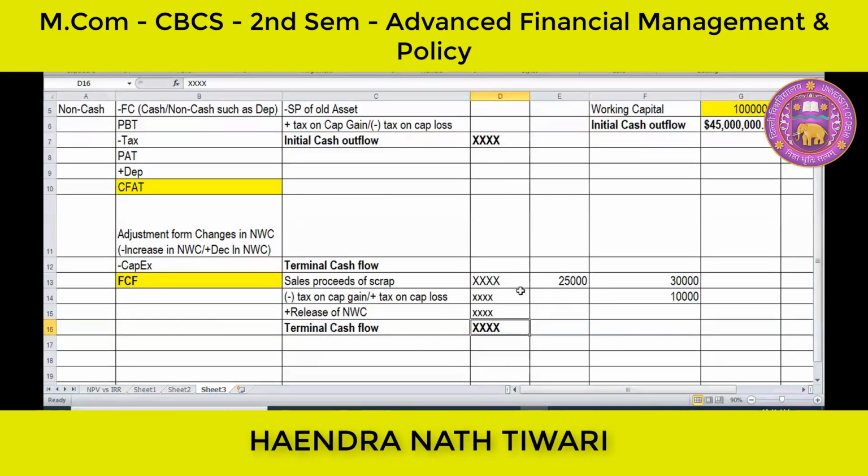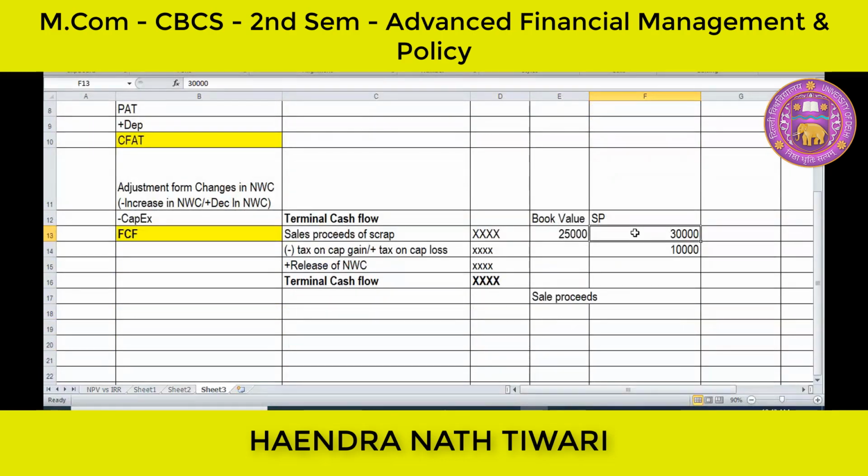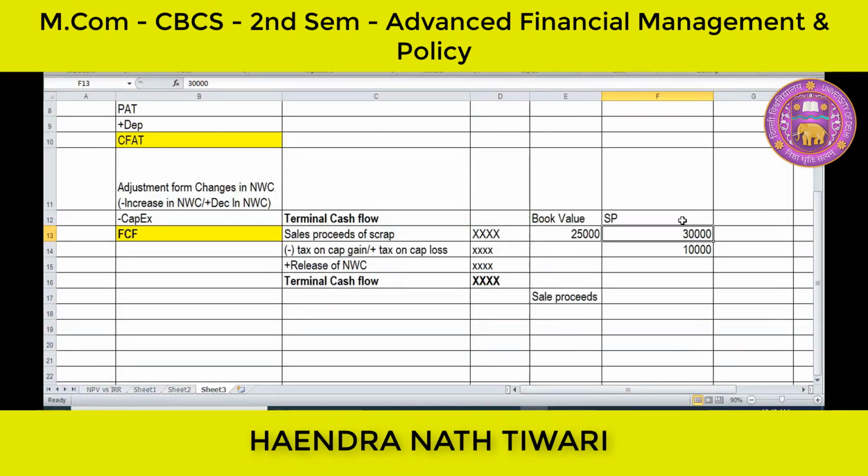Okay, look, you will sell the asset, so you will get sales proceeds. How much sales proceeds will you get? Pay attention: the book value of our asset, how much is it? In the example we took, the book value is 25,000. And when we sell, what will we get? The sales price, the sales proceeds. Now suppose 30,000 is the sales proceeds.